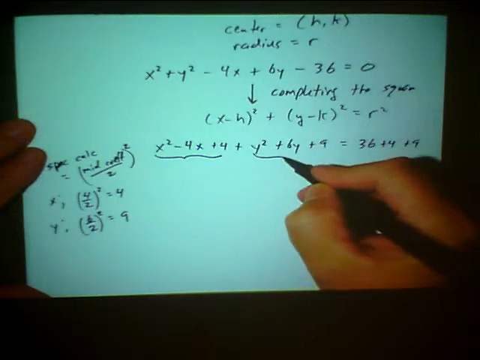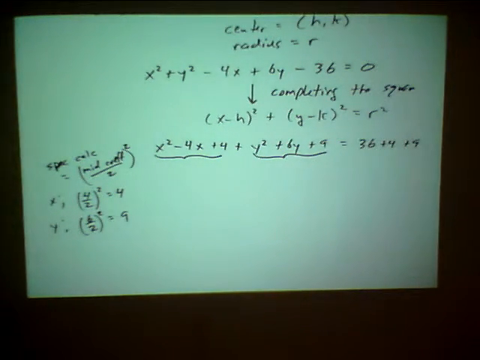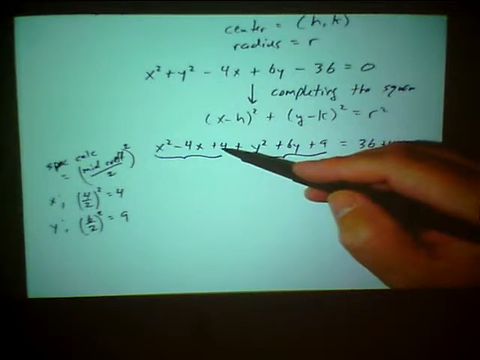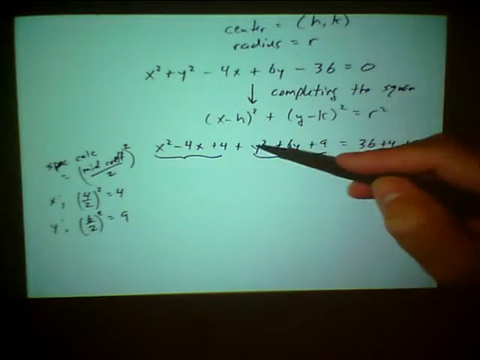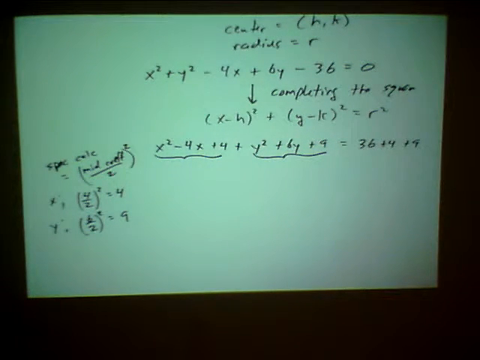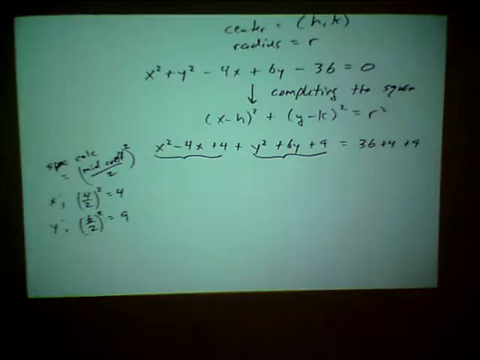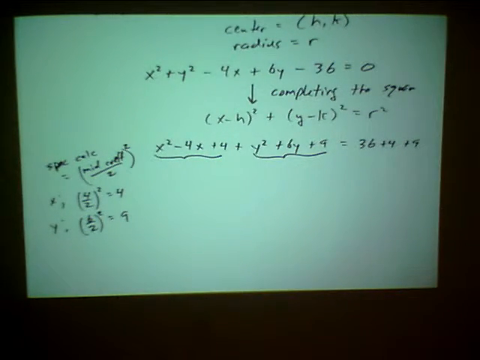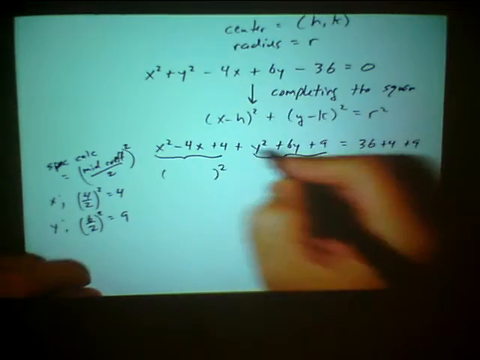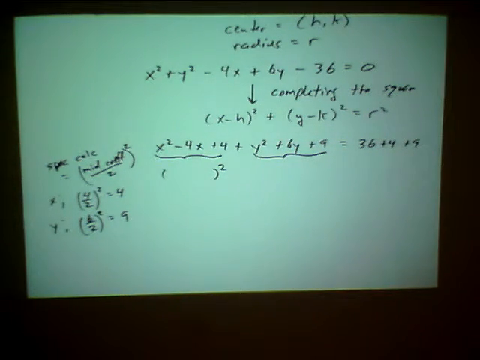the left-hand side I can break up into two trinomials: a trinomial x squared minus 4x plus 4, and then a trinomial y squared plus 6y plus 9. Now these are actually special trinomials. These are called perfect square trinomials, and they always factor the same way. It's very simple factoring. You always have the parentheses squared.